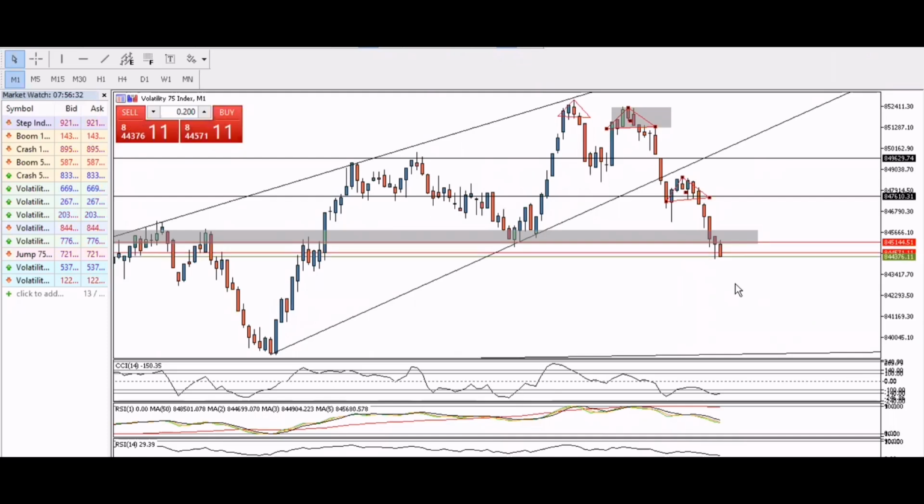Can you see the structure, guys? And that was the retest. Price coming back, attempting to retest here.